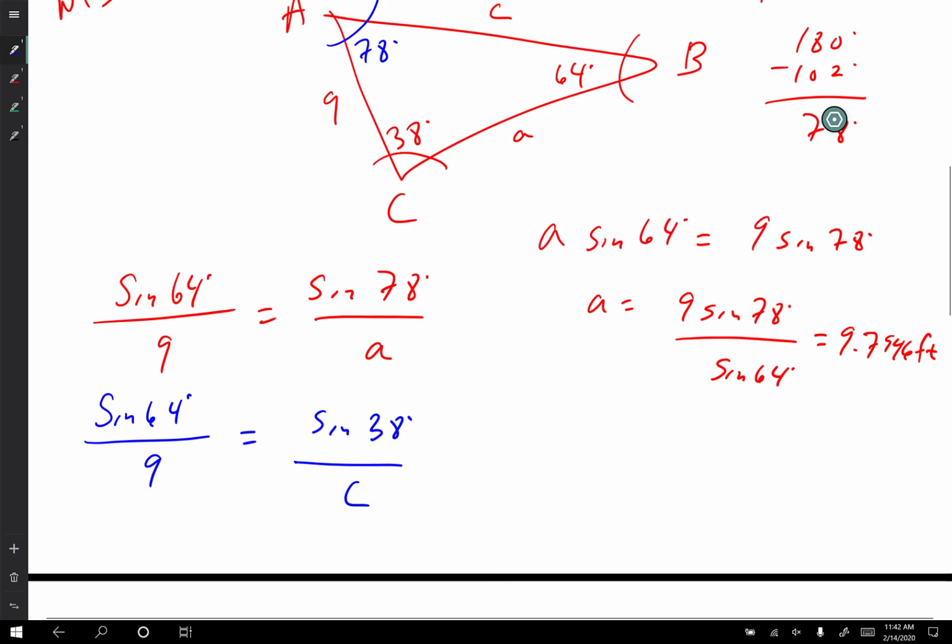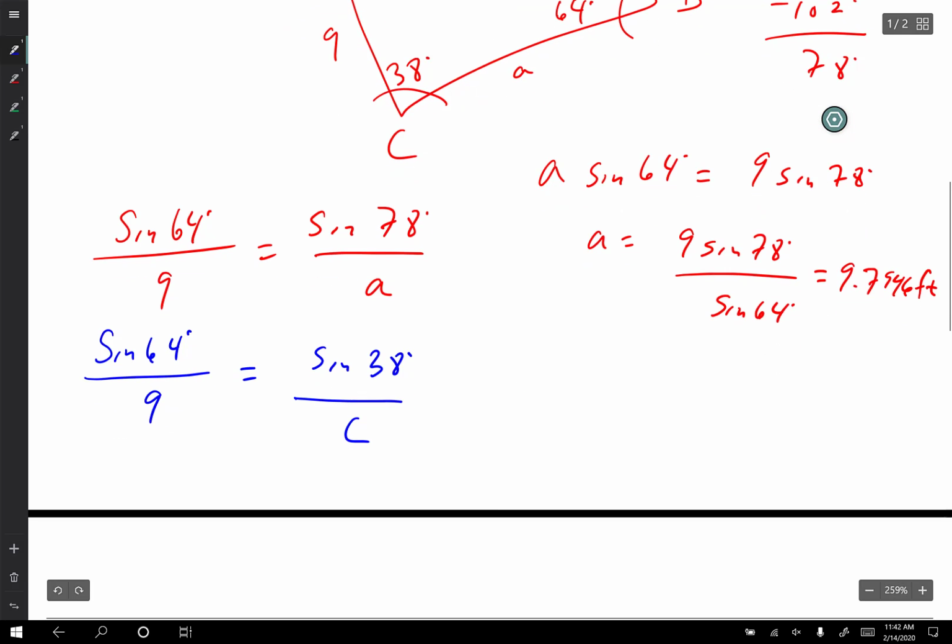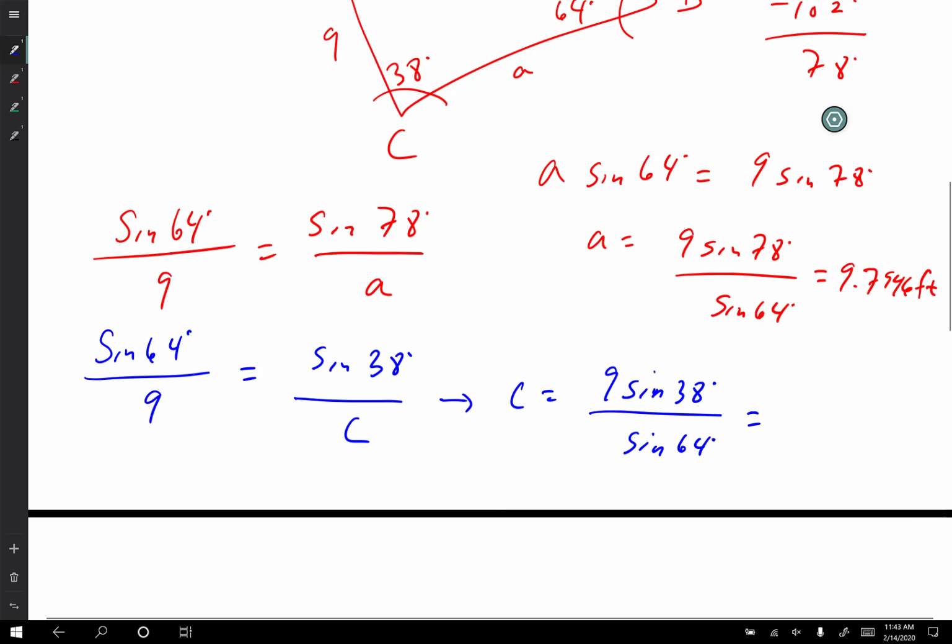All right, how do you do it in one step? Like this, guys. C equals, I'm going to put an arrow, C equals 9 sine 38 divided by sine 64. See? So I type 9 sine 38 divided by sine 64. And I get 6.1648. 9 if you round it, feet. How do we feel? Cool.